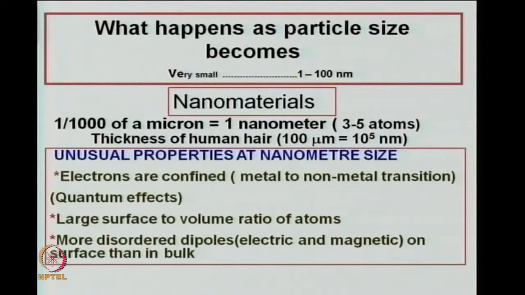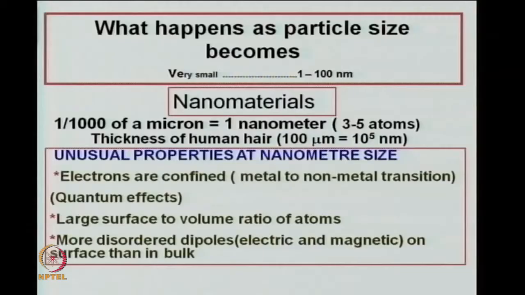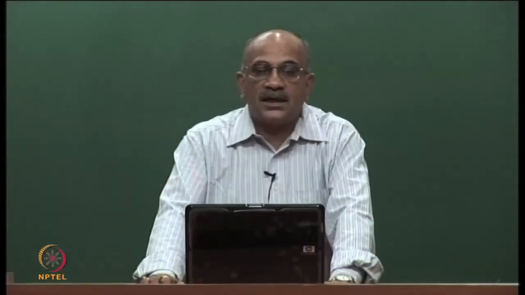One of the properties is that electrons which normally are delocalized in a metal become confined, that means they are not so free anymore, and then the property of the metal which is due to the delocalization of electrons is affected and the metal becomes a non-metal. This is considered to be a quantum effect because you change the allowed energy levels of the electrons by confining them in a region.